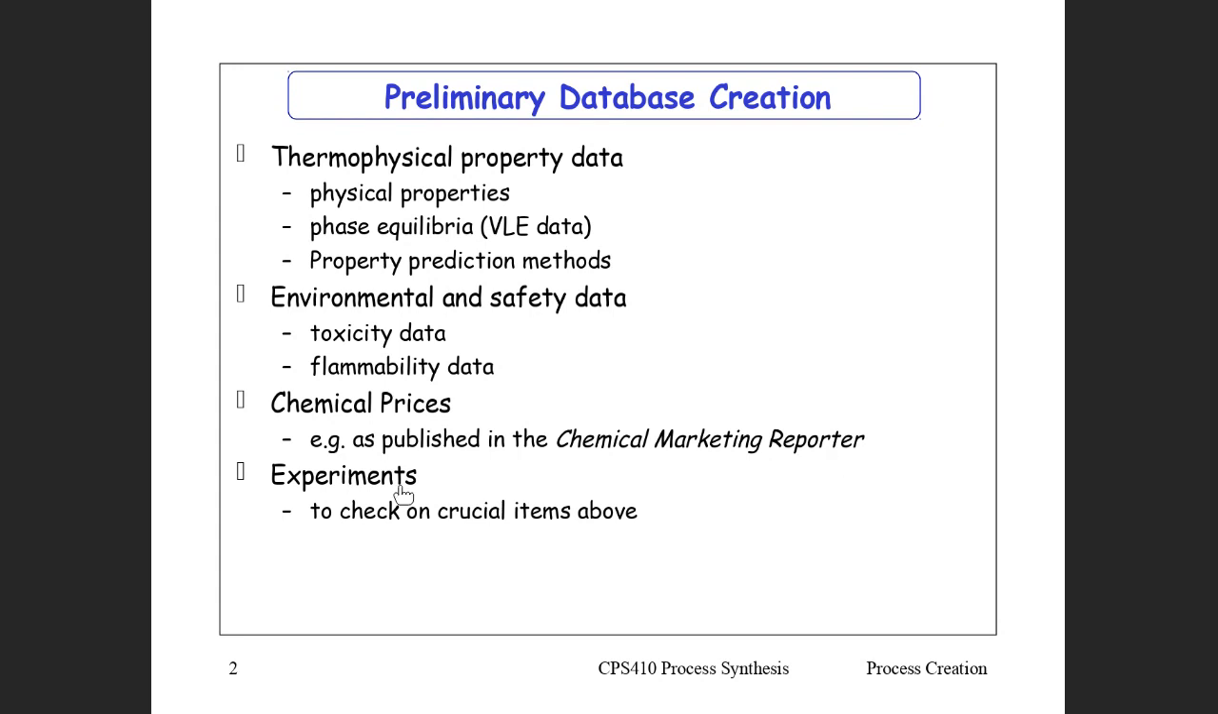And ultimately, you may need experiments to check on crucial items, especially kinetics. You need to be sure that the journal articles that you've been using for the chemical kinetics did their job properly and measured correctly.